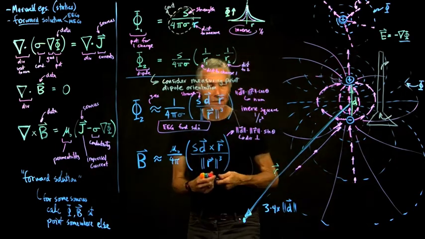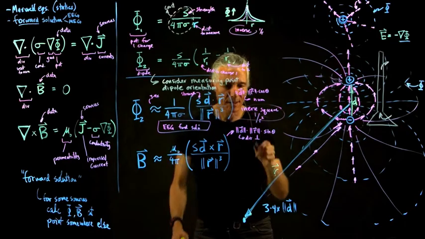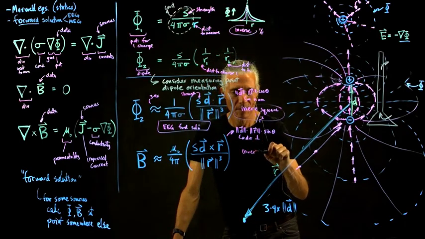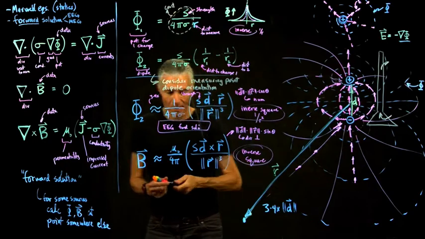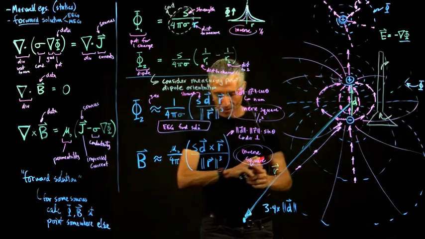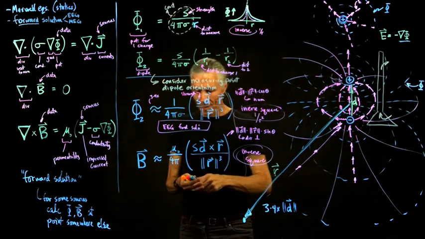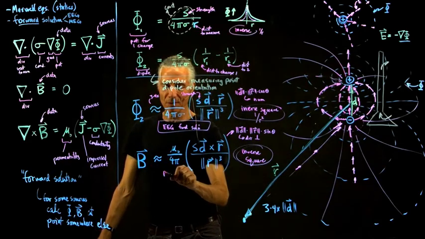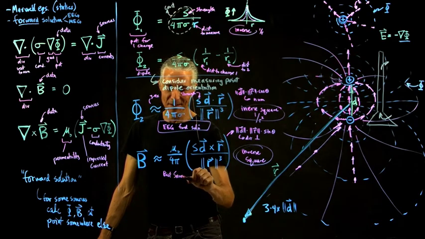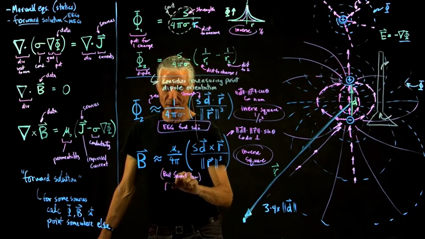So this guy is inverse square. This guy is also inverse square. And so that's going to basically be our MEG forward solution. This one's sometimes called the Biot-Savart law. You might see it. But this is our MEG forward solution.